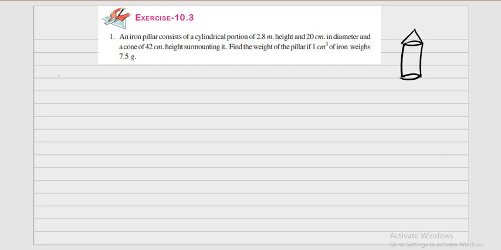The cylindrical portion is 2.8 meters in height, and its diameter is 20 centimeters. That means its radius is 10 centimeters. So clearly the base radius of the cone is also 10 centimeters. The height of the conical portion is given as 42 centimeters, and we are asked to find the weight. To find the weight, first of all we need to find the volume. So first, write down what is given.